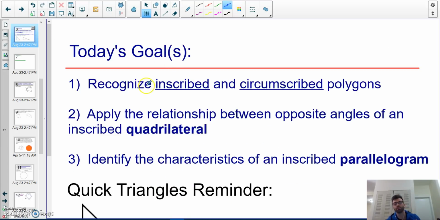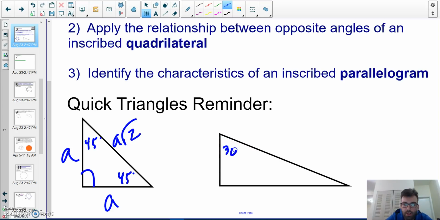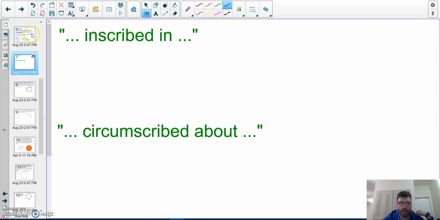We just talked about our goals. Let's remember our triangles. I remember our 45-45-90 triangles, where the sides are A, A, and A root 2. And let's go 30-60-90 triangle, where the sides are A, A root 3, and 2A. Hey, that's from Chapter 9. Don't forget it. That's not going away.